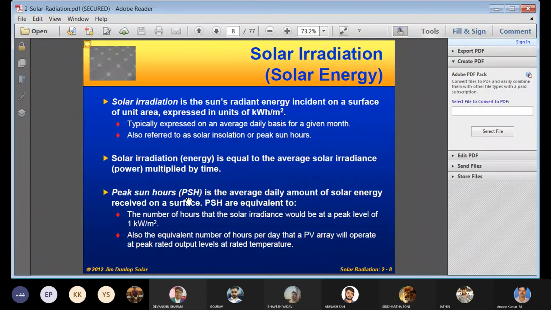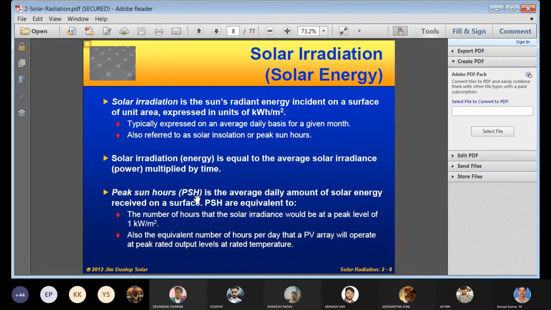So peak sun hours, PSH, is the average daily amount of solar radiation received on a surface. PSHs are equivalent to the number of hours that the solar radiance, that is power, would be at a peak level of 1 kilowatt per meter square. So PSH usually tells us how many hours the sun radiation is available with the peak value. That means 1 kilowatt per meter square.